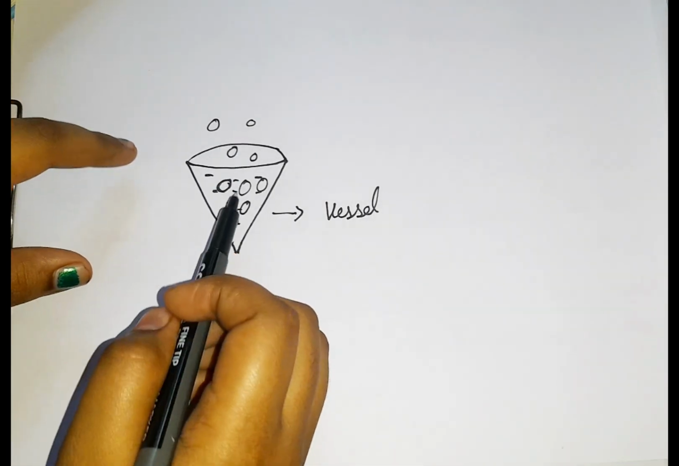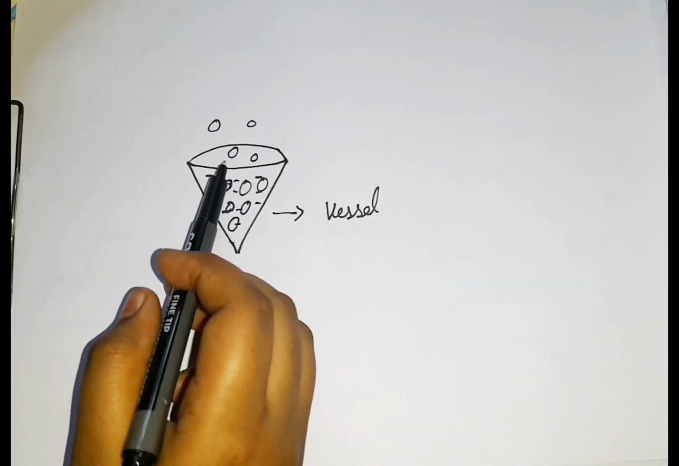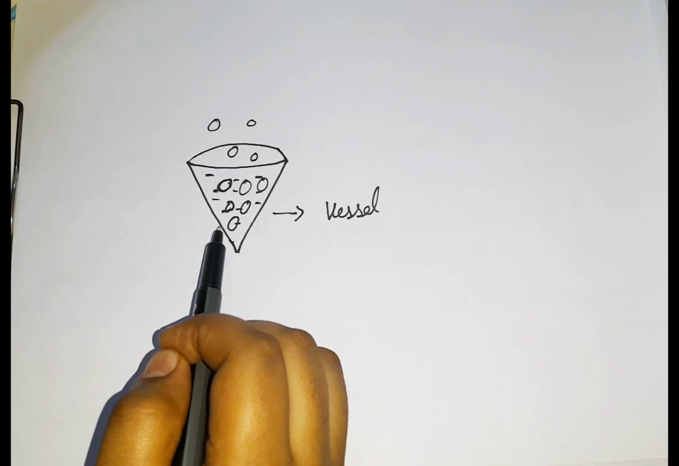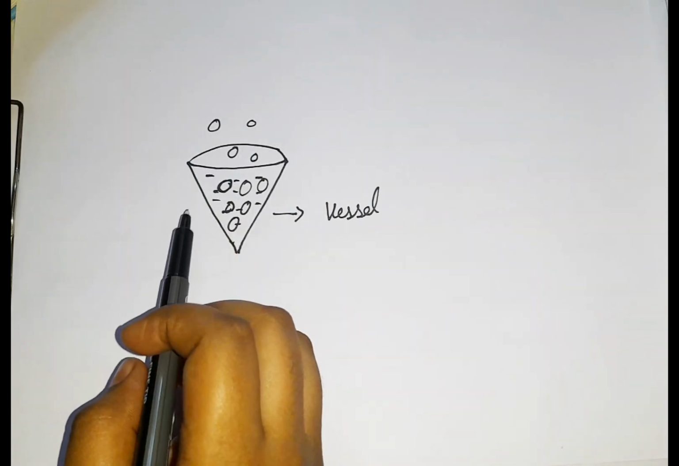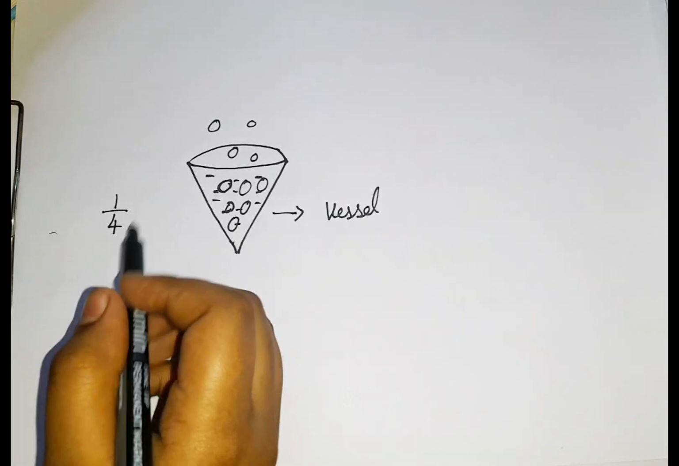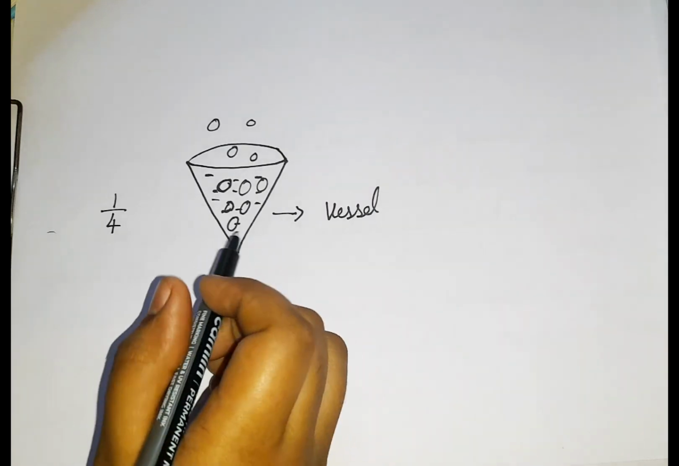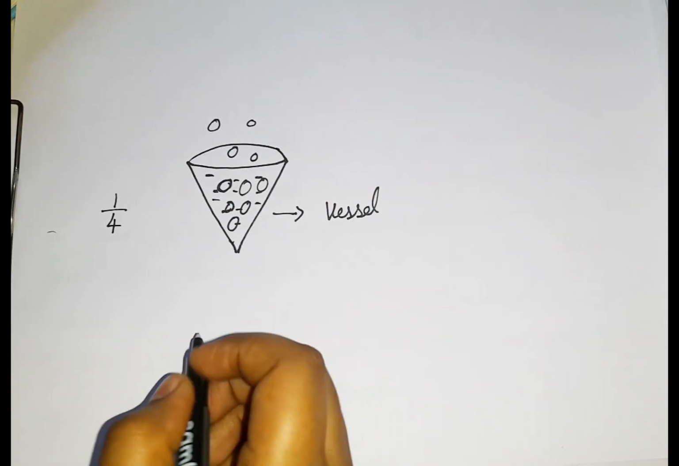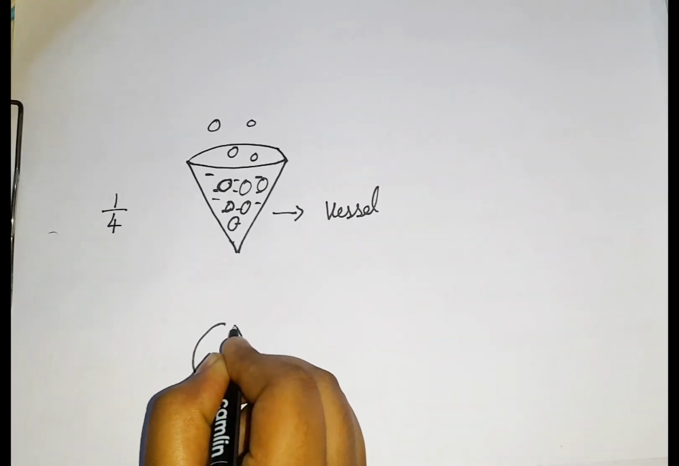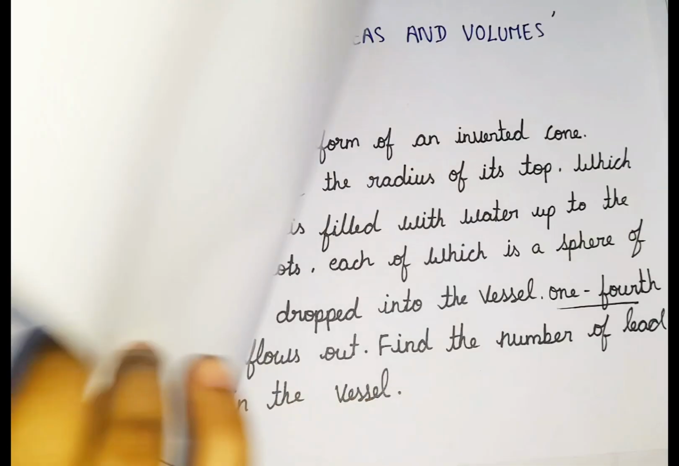The lead shots are falling inside the vessel which is filled with water. So when we put the lead shots inside it, some water flows out, am I right? So how much water flows out? 1/4 of the water flows out. According to the question, the lead shots are in the shape of a sphere, am I right? Now let us look at the values.